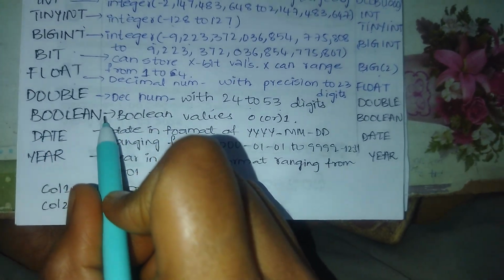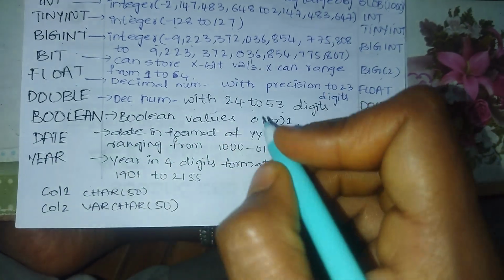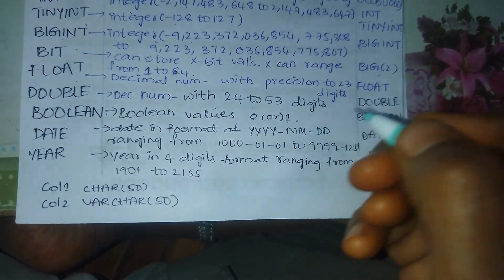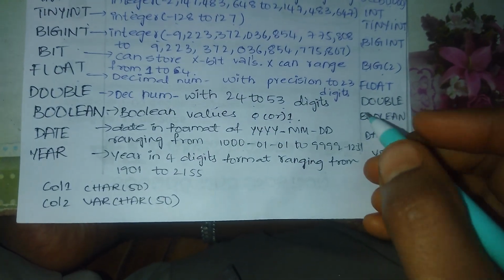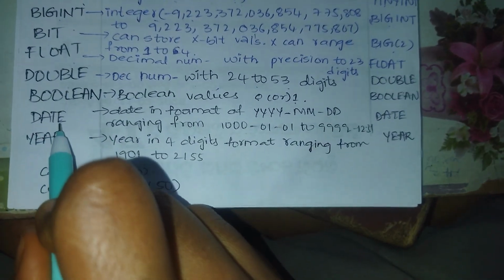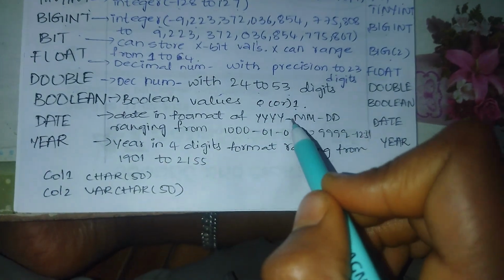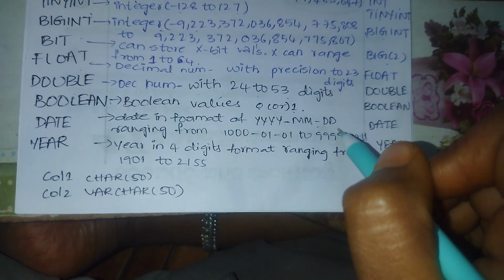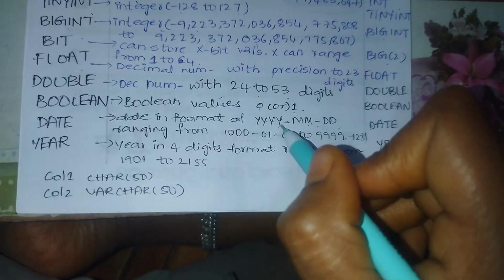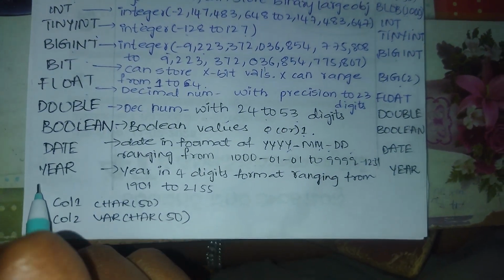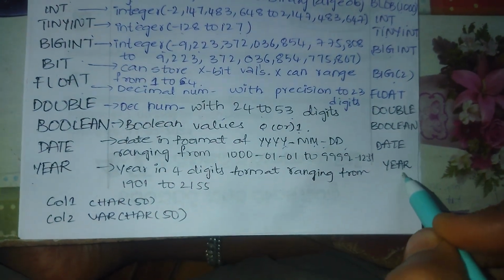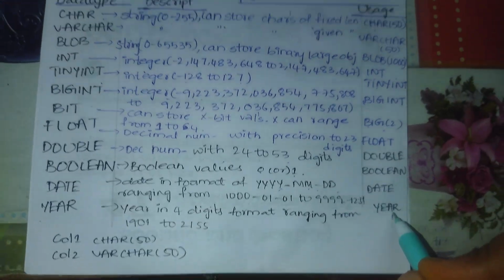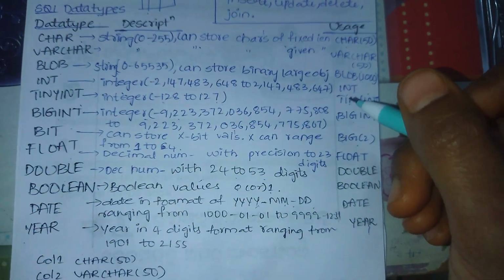BOOLEAN is a value used for 0 or 1. For 0 it is false, for 1 it is true. DATE, we use date like year representation, then month, then date. 2 digit, 4 digit, year with the YEAR word. These are the data types we use in SQL.